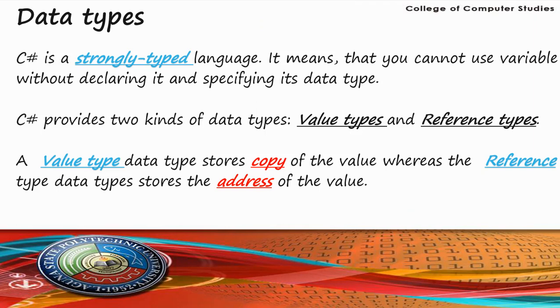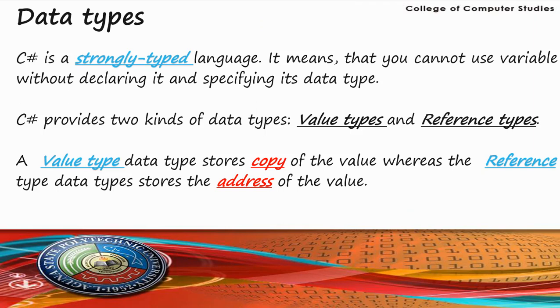What comes to your mind when you hear the word data types? Data types simply refer to the type of data that your variable can store. C Sharp is a strongly typed language. It means that you cannot use a variable without declaring it and specifying its data type. C Sharp provides two kinds of data types. We have the value types and the reference types.